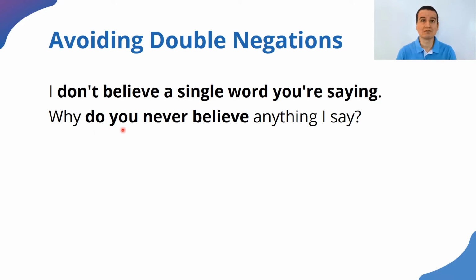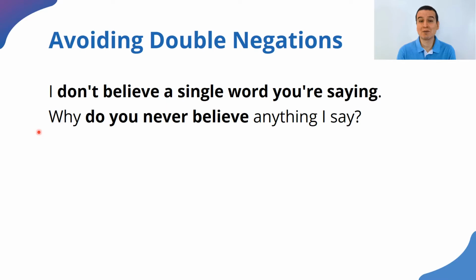As you can see, I don't believe one word. So we just negate I don't believe, we negate the verb, we don't need to negate the noun as well. So that is correct. If we say, "Why do you never believe anything I say?" there's no negation on the verb. Never is a negation, it's a negative word. If we have a negation like that, we don't need to negate the verb. That is the rule in English. We negate only once, okay?